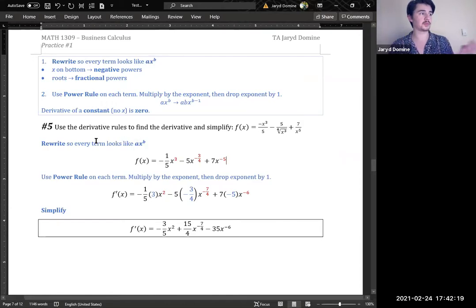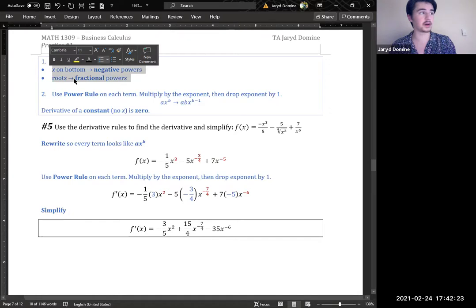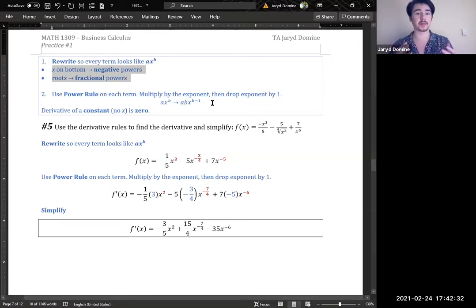To rewrite it, there are two things you need to know. X on the bottom means we have a negative power. And roots give us fractional powers. A square root is a 1/2 power, a cube root is a 1/3 power, and so on. So let's look at this.